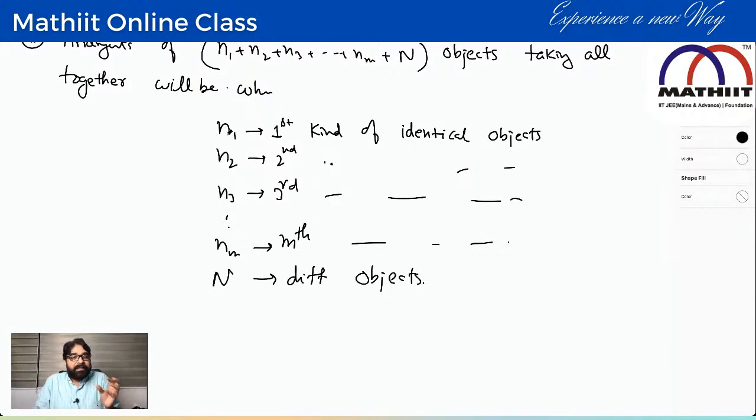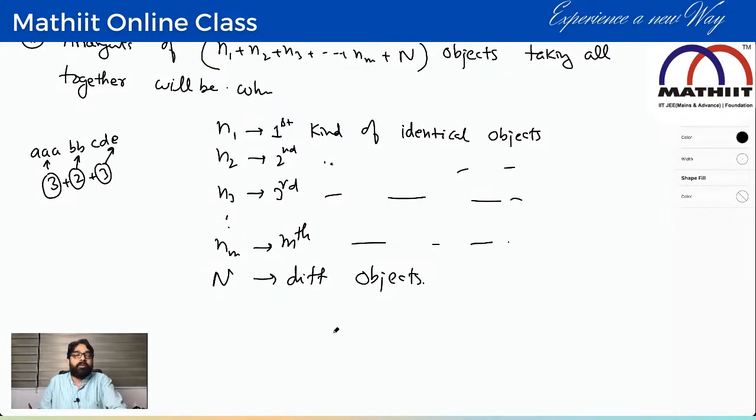Like, suppose I say A, B, C, D, E. We can write this as 3 plus 2 plus 3 objects, where 3 is the number of one kind of identical object, 2 is the number of another kind of object, and these are different objects.